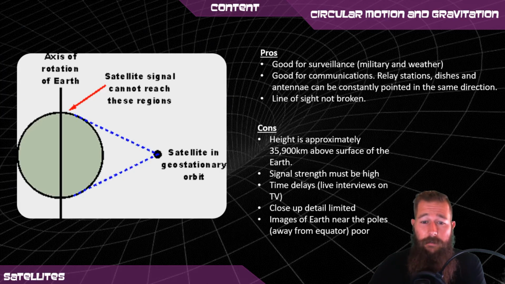Geostationary satellites are good for surveillance, being military, weather, and good for communications because the line of sight is not broken. The disadvantages of geostationary satellites is because they have to have that orbit that times with the rotation of the Earth, the satellite has to be really far away. So that means the signal strength has to be high, there's big time delay, and the detail of the images that it produces is very limited.